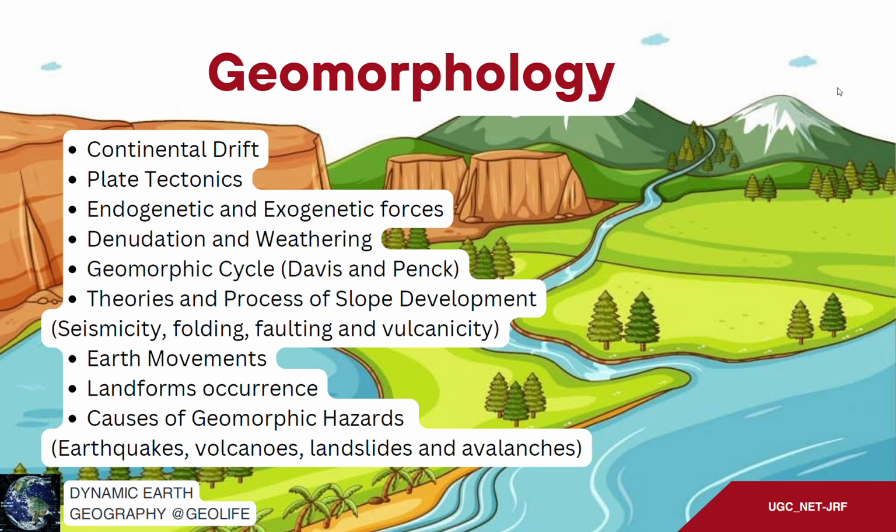It tests the formation and also the principles behind these terminologies, and then earth movements like mass movements, avalanches, etc. Then landform occurrence, including fluvial landforms, arid landforms, coastal landforms and also karst landforms. You should not omit these landform formations and their stages. That is most important. And then finally the causes of geomorphic hazards, including earthquakes, volcanoes, landslides and avalanches, etc. It is not limited to these geomorphic hazards.